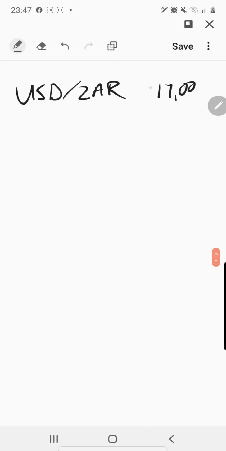In Forex trading, let's say we are talking about USD ZAR, and let's say the exchange rate for USD ZAR currently is 17 rand. So what it means is you need 17 rand to get $1. And I think that's the current situation right now as I'm speaking. This is March 2020, right? The current exchange rate is around here, 17.